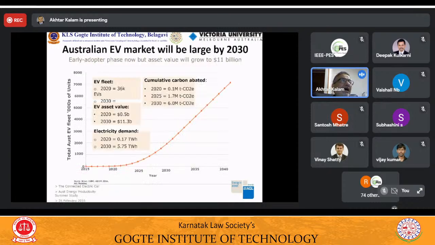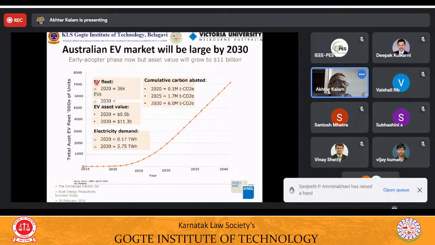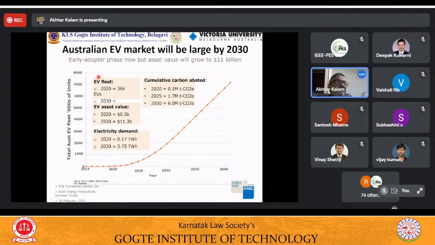So the Australian electric vehicle market will be large by 2030. And I told you, remember, the early adopters are the ones who are the educated type. They are the ones who have got high earning. Their asset will go to $11 billion. The electric vehicle fleet by 2020 will be 36,000, and that will definitely increase. Then the asset value will go from now, $0.5 billion, to $11.3 billion.